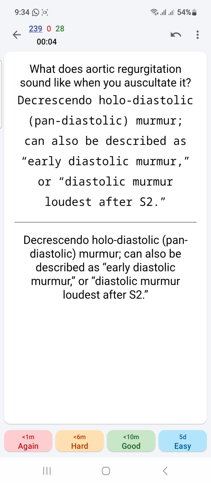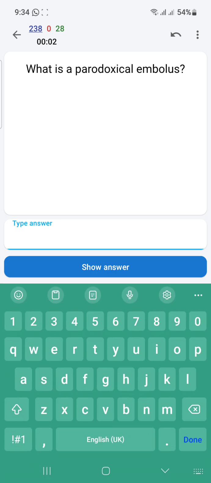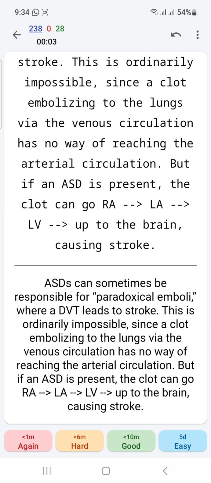Okay, easy, not easy. What is a paradoxical embolus? ASDs can sometimes be responsible for paradoxical emboli, where a DVT leads to stroke. This is ordinarily impossible since a clot embolizing travels to the lungs, where the venous circulation has no way of reaching the arterial circulation. But if an ASD is present, the clot can go to the right atrium. From there, it can go to the left atrium, horizontally, and then to the left ventricle, and then up to the brain, causing stroke.